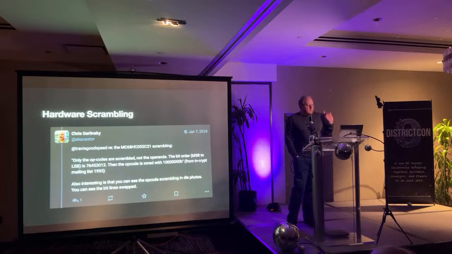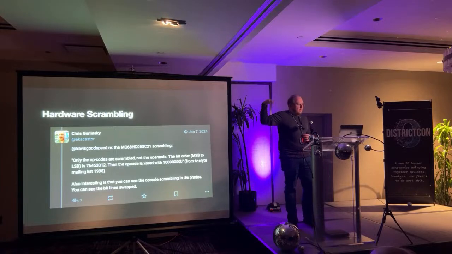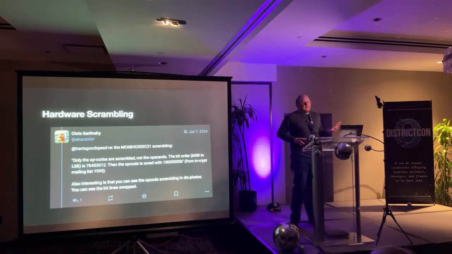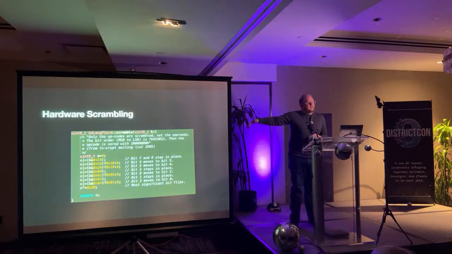He says, only the opcodes are scrambled, not the operands. The bit order from most significant to least is 7645312. And then the most significant bit is flipped. Now, you'll notice something. This is actually symmetric. If you run this twice, like XOR, it goes back to the beginning. And then he tells me that I can see this in the die photos. So here is my implementation of the scrambling, and I'm basically just copying his tweet into my code.